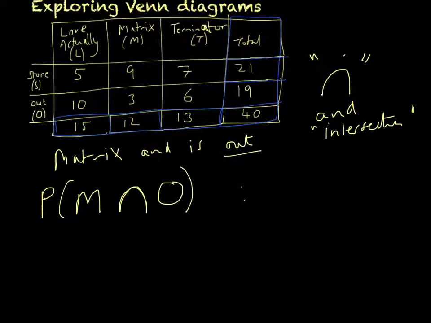So how do we figure that out? Well, if I look along here at my Matrix column, and I look along here on my out column, I can see that 3 out of the total 40 qualify as the Matrix being out on loan.